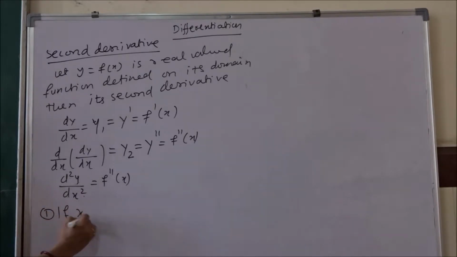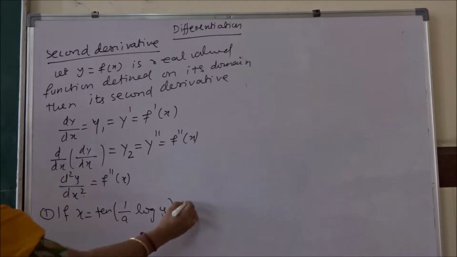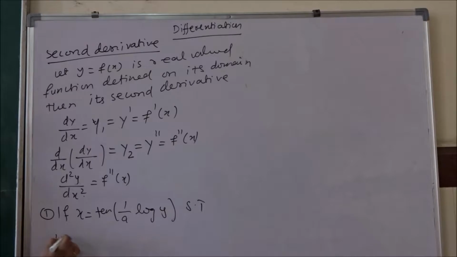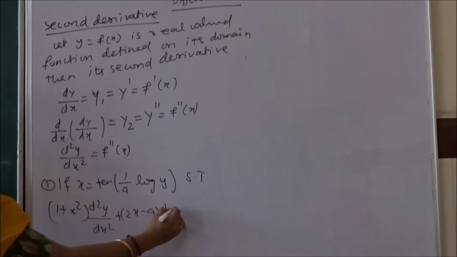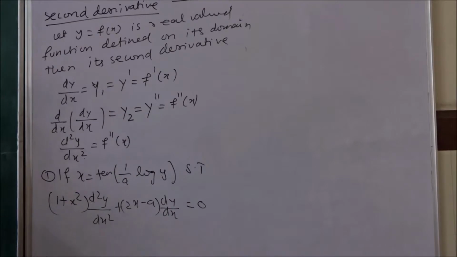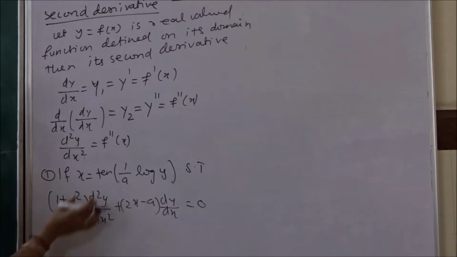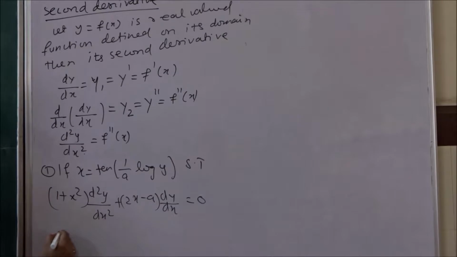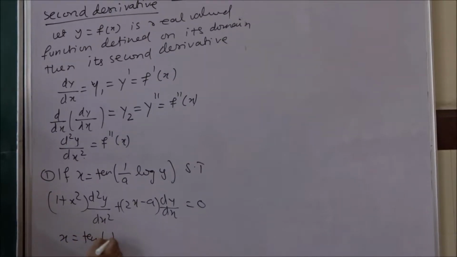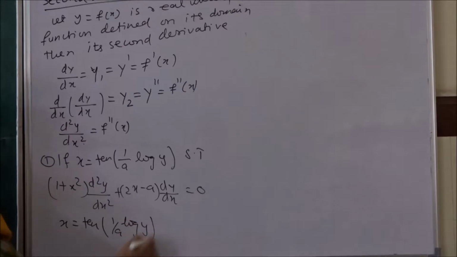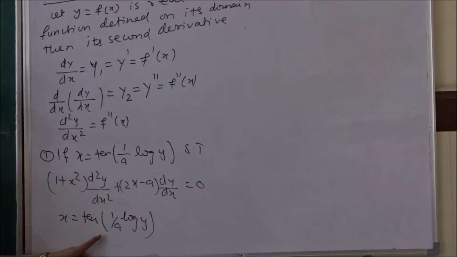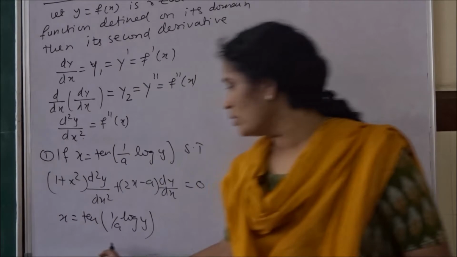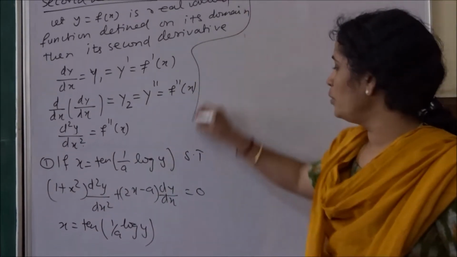Now I am taking a question. The question is given: x is equal to tan of 1 upon a into log y. Show that 1 plus x square into d square y by dx square, plus 2x minus a into dy by dx, is equal to 0. Okay, fine. Now I am making slight changes to this question, changing it in terms of y, that is, y equal to something. Now see how I am doing this question.